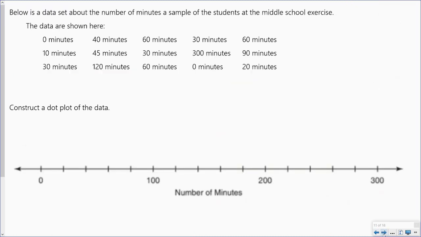Let's take a look at this data. So we're going to construct our dot plot, and in doing that, it should look something similar to this.